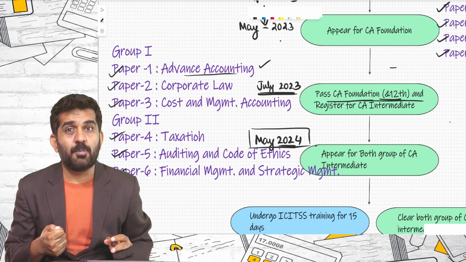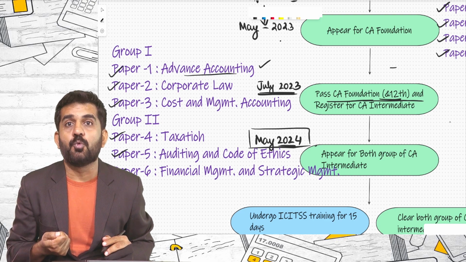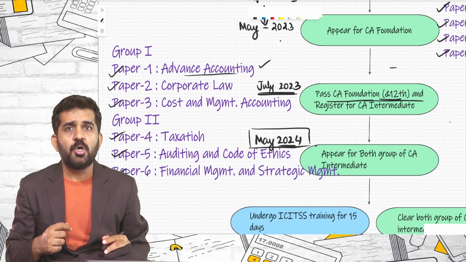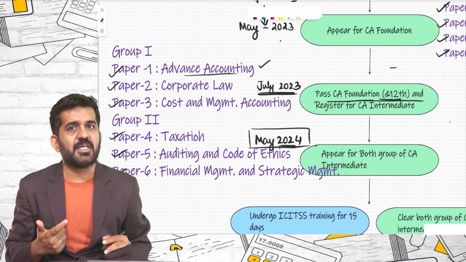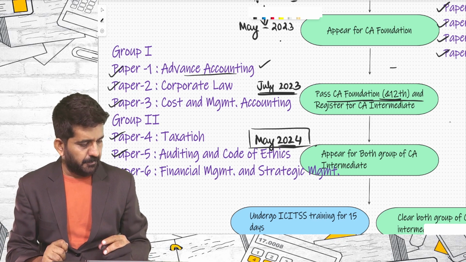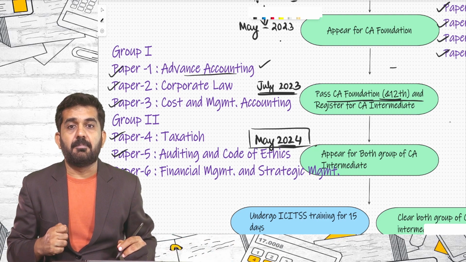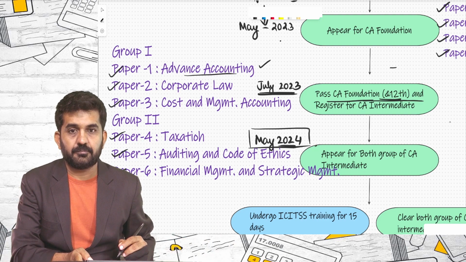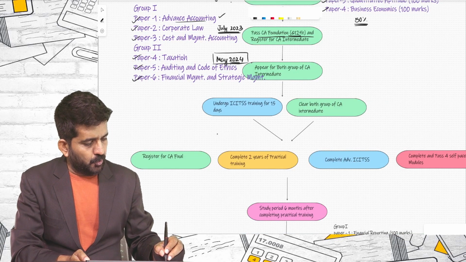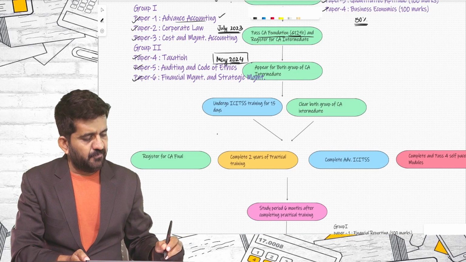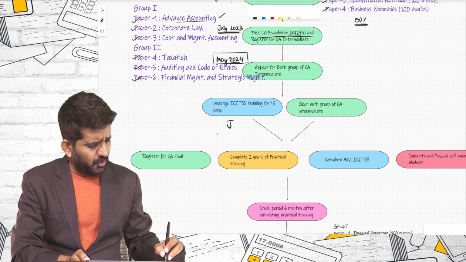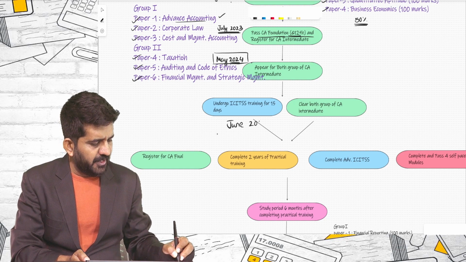There is negative marking introduced as far as MCQ portion is concerned. As I told you, 30% paper will be MCQs and 70% paper will be descriptive. After passing intermediate examination in May 2024, student will undergo ICITSS training for 15 days in the month of June 2024.